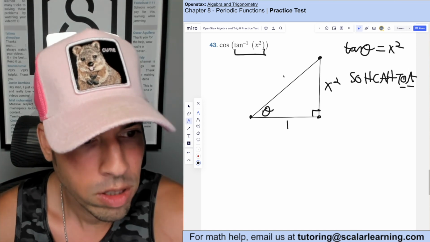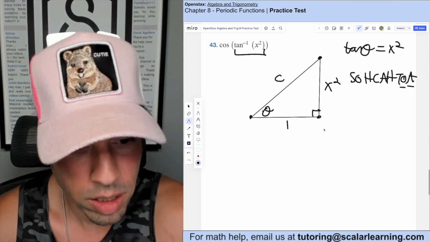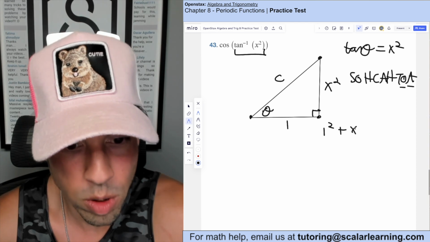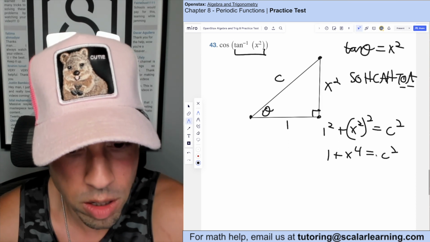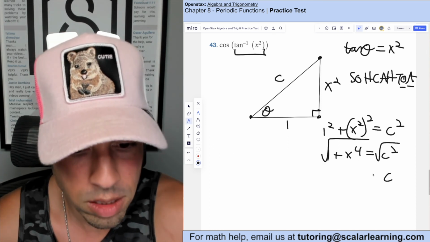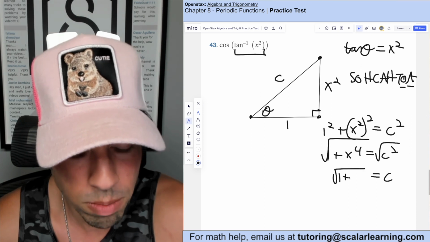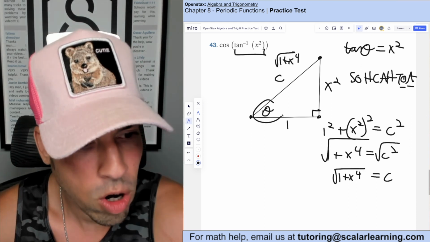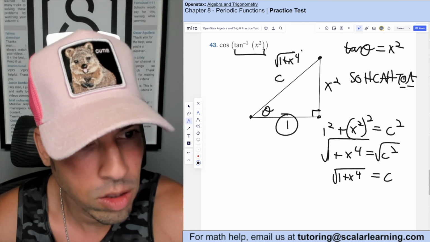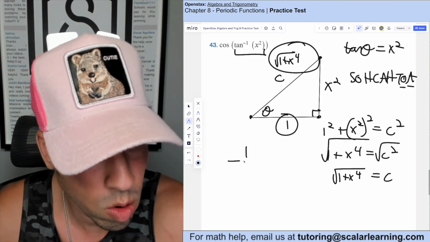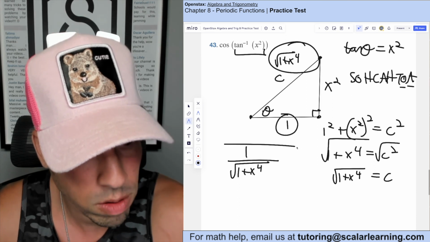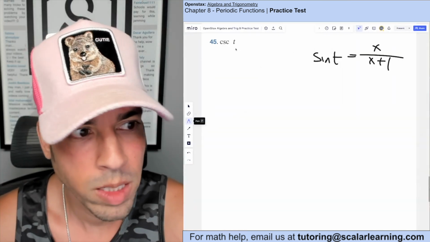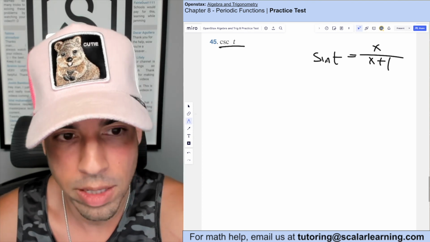I can say the adjacent side is 1, because opposite over adjacent will be x squared. Now I can use Pythagorean's theorem to find c, the hypotenuse, so I can say 1 squared plus x squared squared, which is x to the 4th, equals c squared. So then that's 1 plus x to the 4th equals c squared. Take the square root of both sides. C equals the square root of 1 plus x to the 4th. Last but not least, let's take cosine of theta, which is adjacent over hypotenuse. So it's 1 over the square root of 1 plus x to the 4th.